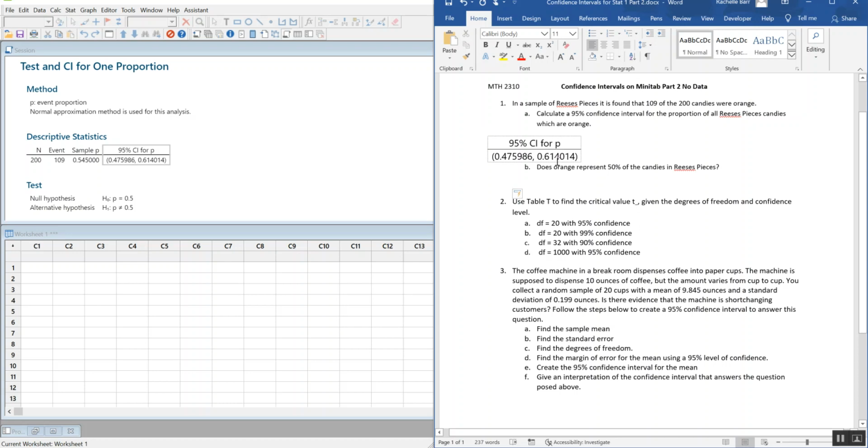And 50% is in there. It's between those two values. So it's perfectly possible as the range of values contains 50%. Remember, it's any value in the interval that possibly is it. So yeah, it's reasonable. It is possible.